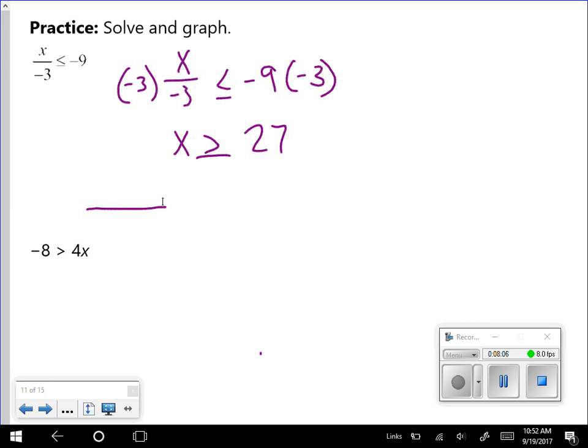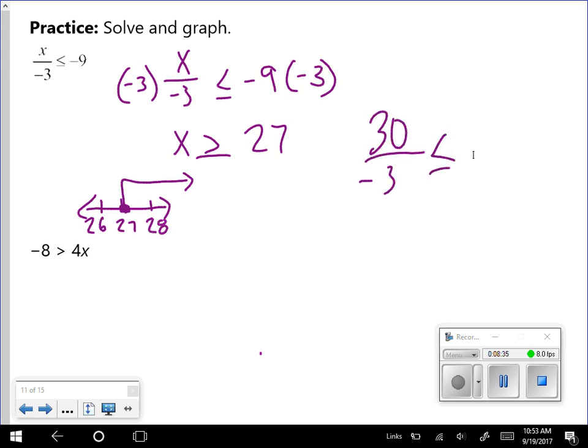So now, if I graph it, this would be a small graph. Okay, closed circle at 27, shaded to the right. So I could try any number that's greater than 27 in this inequality. So I'm going to choose a number that's divisible by 3. I'm going to choose 30, which is something easy. Should be less than negative 9, or should be greater than negative 9, excuse me. So negative 10.